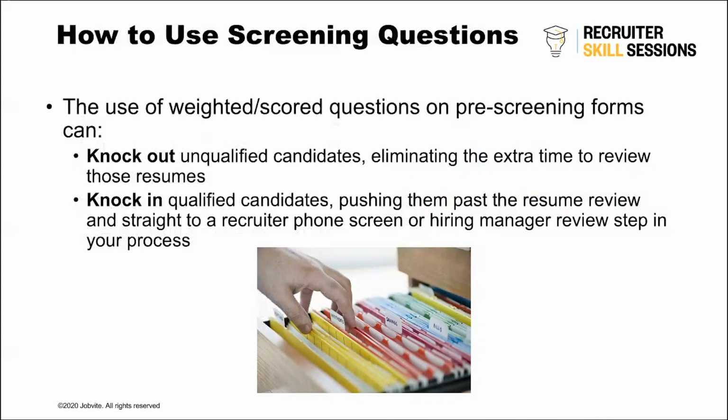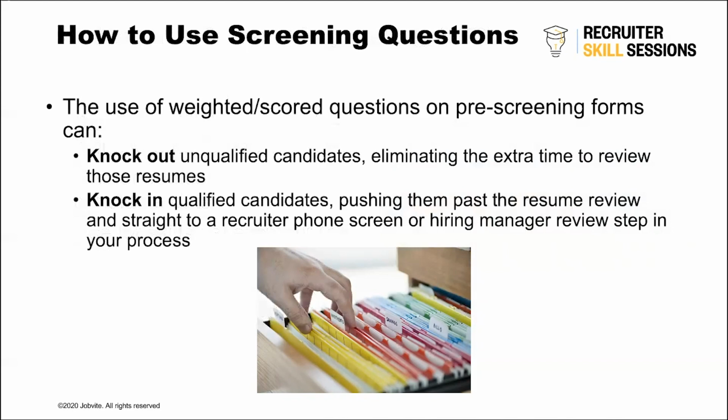Which brings me to my second best practice. To really save your talent team some time, I would use screening questions very early in the process. I like to think of a pre-screening form as a gate into the interview process. So if I create a pre-screening form with questions that are weighted and scored, then based on the outcome, the applicant can be knocked out due to a low score, or they can actually be knocked further into your process with a high score.